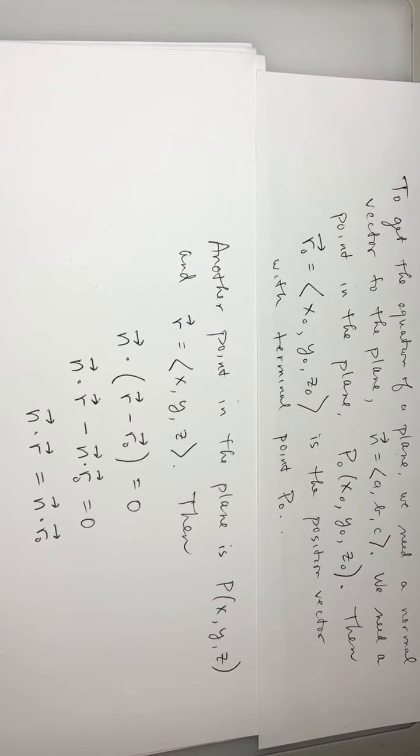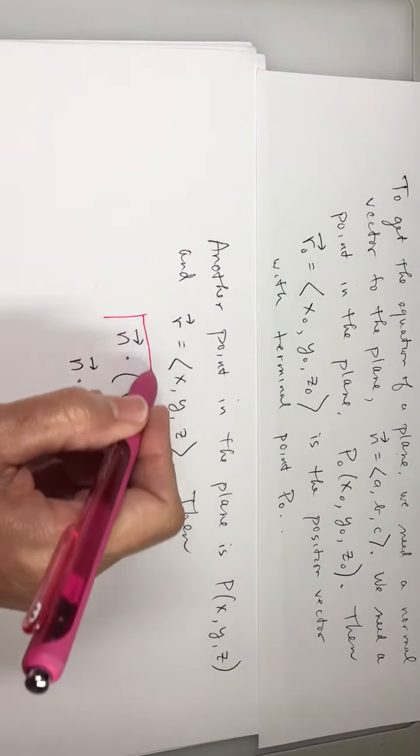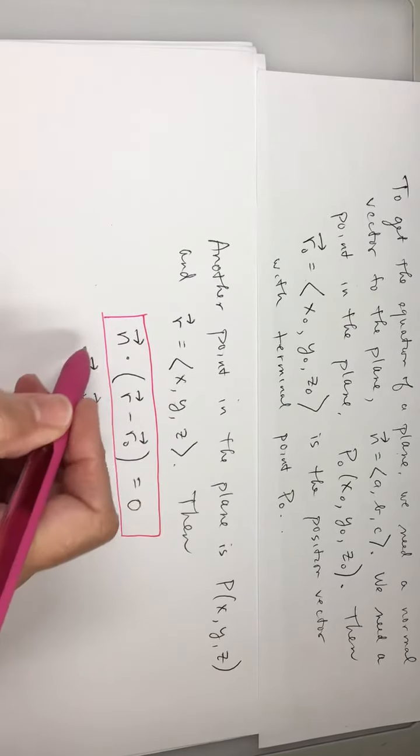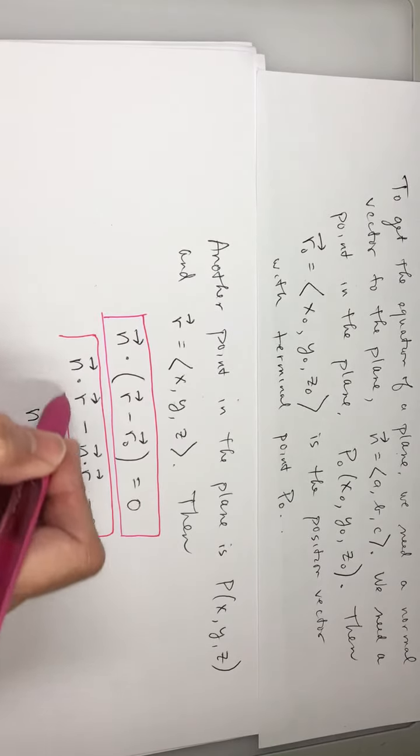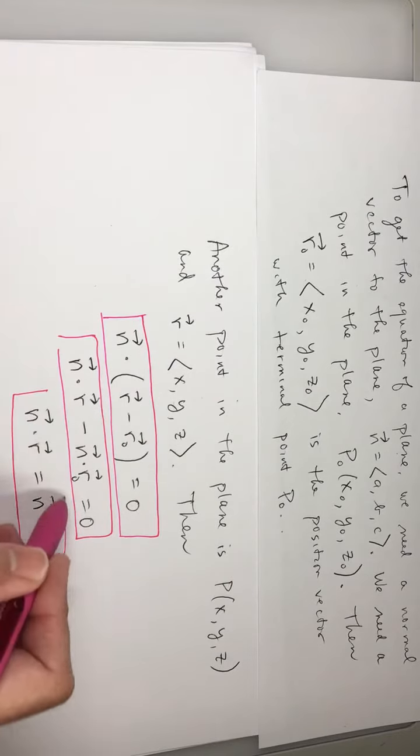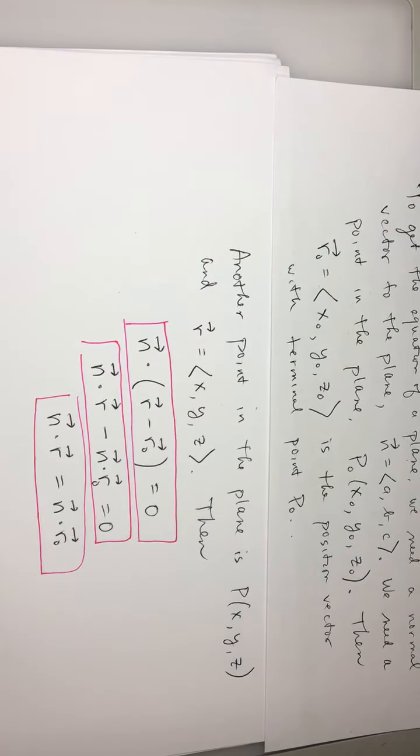So here's the equation of the plane, kind of in 3 different forms. They're all the same, but if you want to think of that as 3 different forms.